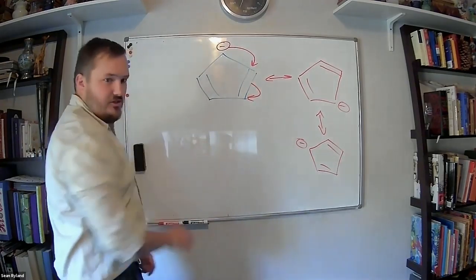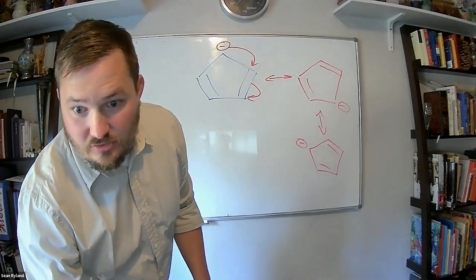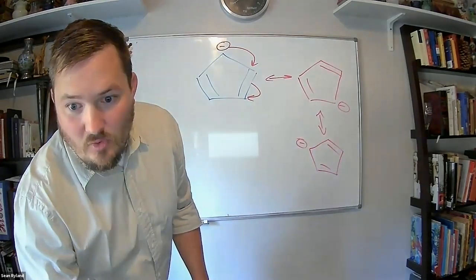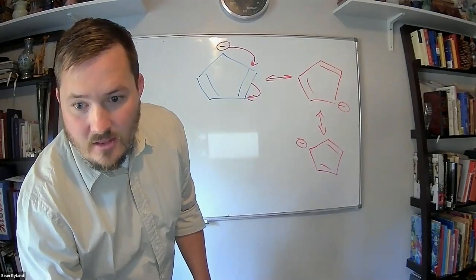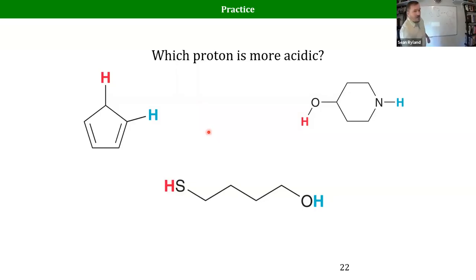So to go back to the original question, which of those two carbons is going to be more acidic? If we lose the red proton, we get three different resonance structures. If we lose the blue proton, we get no resonance structures. So we would expect the red proton to be way more acidic. And how about if we have oxygen and OH versus an NH? Neither of them with a charge.